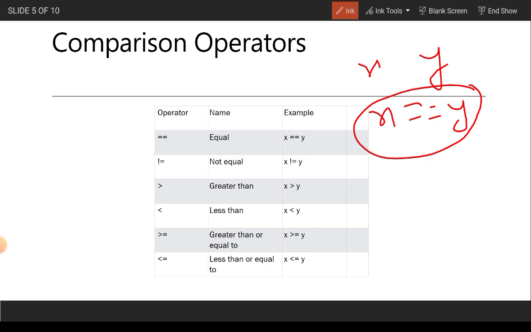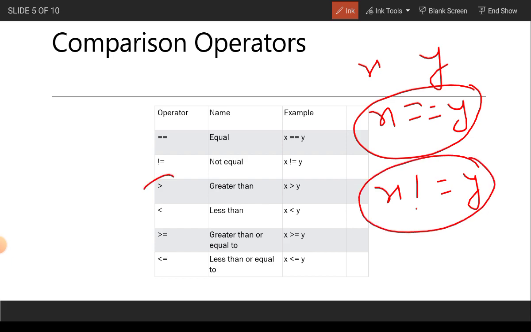Okay, and if we want to check whether two are not equal, then what will we do? We simply do x != y. If both are not equal, then it will give true, otherwise it will be false. Okay, in the same way, greater than, less than, greater than or equal to, and less than or equal to work. These are the simple mathematical comparison operators like we used to do in mathematics.